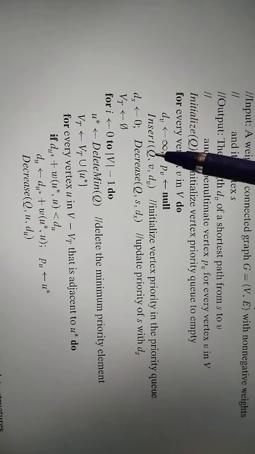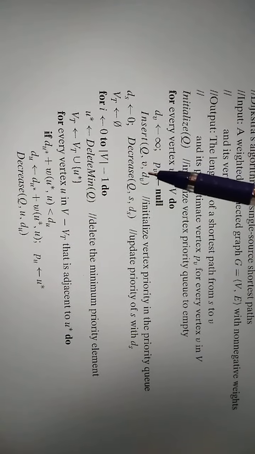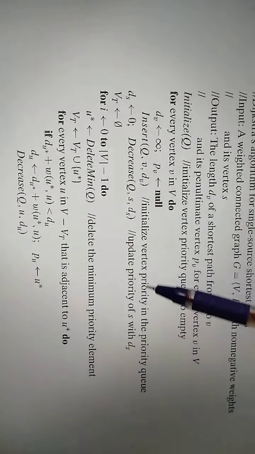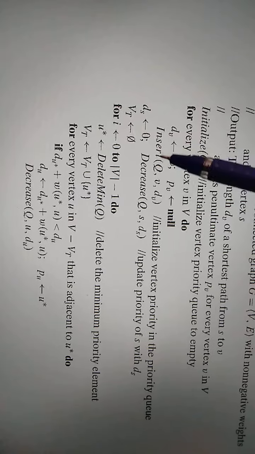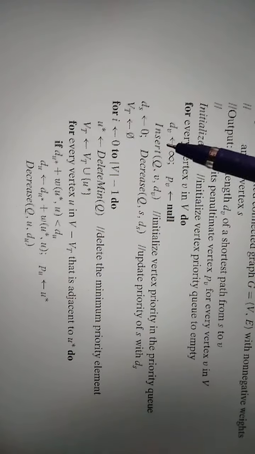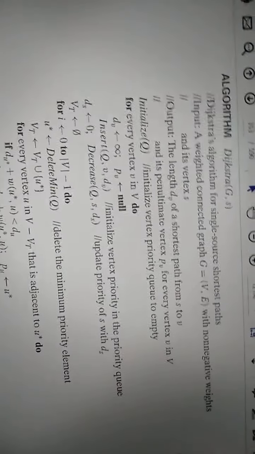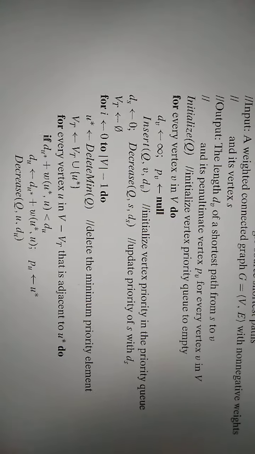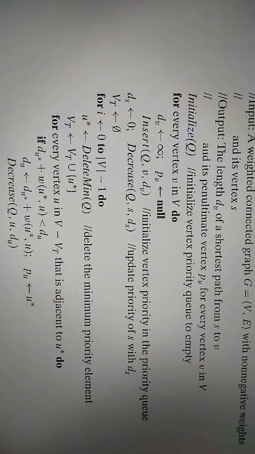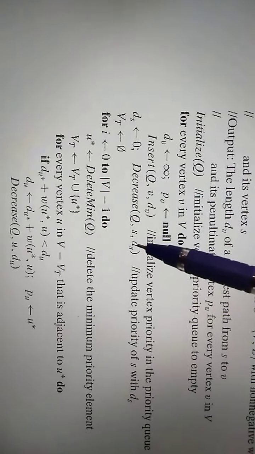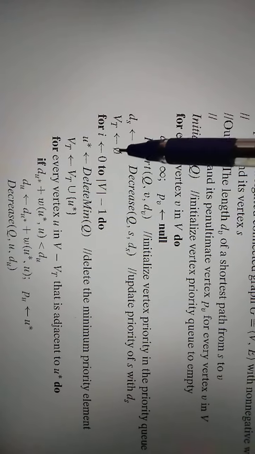Next, insert into the priority queue this node and this priority value. I mean initialize the vertex priority in the priority queue. So initially we are assigning infinity to all the vertices. Next, ds is 0, I mean the source node. This is the source vertex. Usually we consider the very first vertex to be the source vertex unless otherwise given, and decrease the priority for the source vertex. Once I apply the decrease operation, for the source vertex I will be updating infinity to 0, and initially Vt contains null.